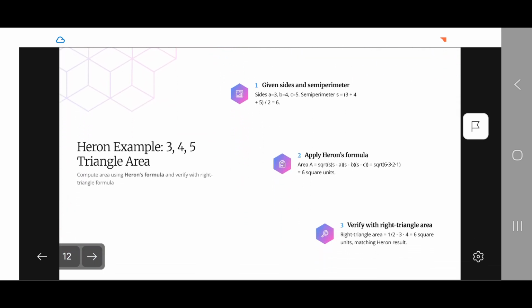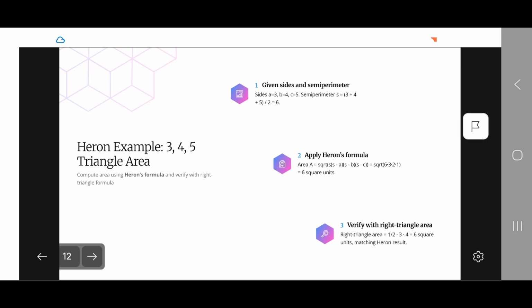So here's an example. The 3, 4, 5 triangle area. Compute the area using Heron's formula and verify with the right triangle formula. Given sides A equals 3, B equals 4, C equals 5. Semi-perimeter S equals 3 plus 4 plus 5 divided by 2 equals 6. 3 plus 4 is 7, plus 5 is 12, divided by 2 is 6.